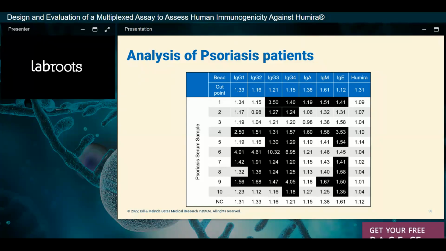So at the end of this, it did work for these psoriasis patients. None of these were true positives, but we still had to deal with that 5% false positive rate. And as you can see, those that were really high turned out to not be confirmed. So in these psoriasis patients, we didn't really find any anti-Humira antibodies in this particular set.